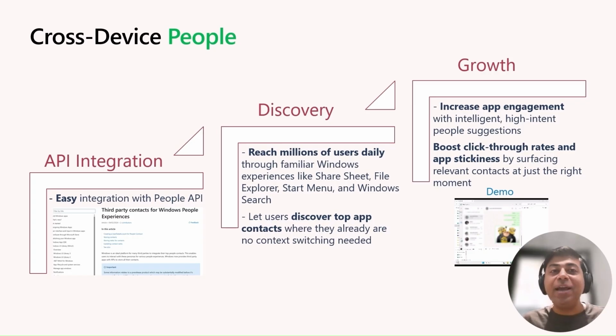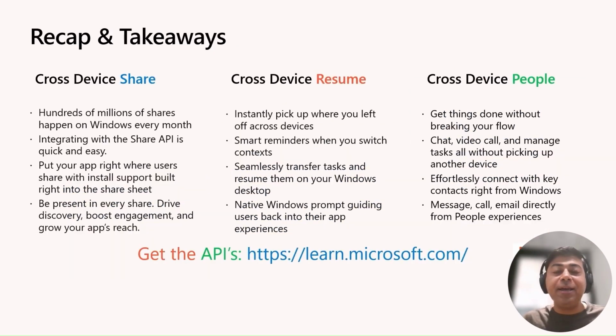Great. And while these are some of the experiences we are enabling today, we are continuing to explore even more ways to bring your app's people closer to Windows users. For example, Windows Search can suggest people you frequently connect with, making it easy to start a conversation or jump into a call, all powered by your app. And this is just the beginning of how Windows and your app can work together to help users effortlessly connect across their devices. With that, it's a wrap.